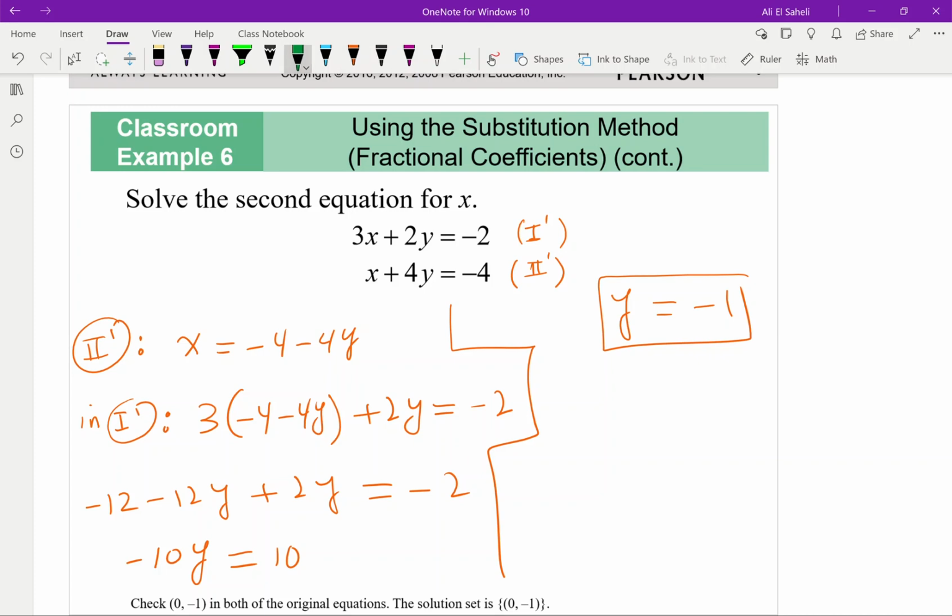From this equation, we find x. x is minus 4 minus 4 times y. So this is equal to minus 4 plus 4, which is 0. So the solution set is the set that has only one ordered pair. We have a unique solution. One solution.